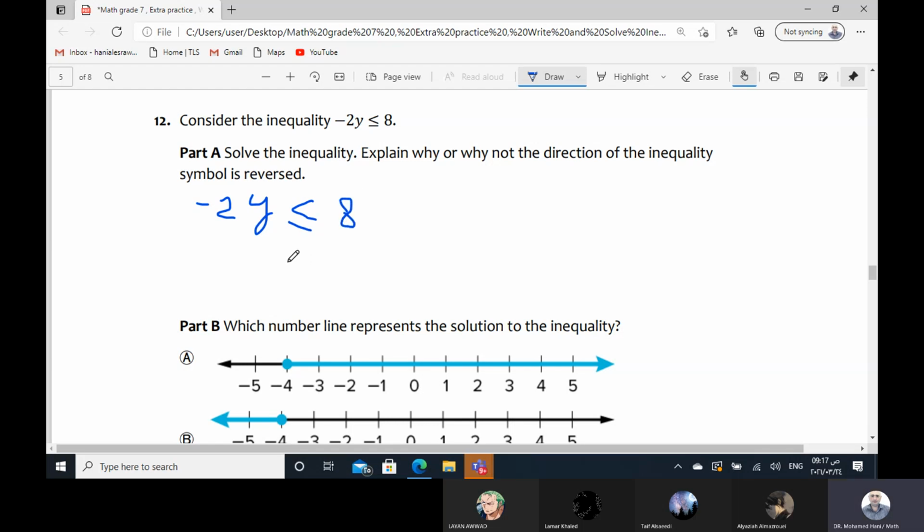To solve this inequality, the first step is to identify the coefficient. The coefficient here is minus 2. Then divide the two sides by the coefficient. Divide here by minus 2, and divide here by minus 2.